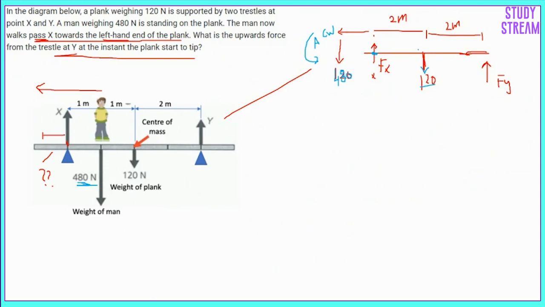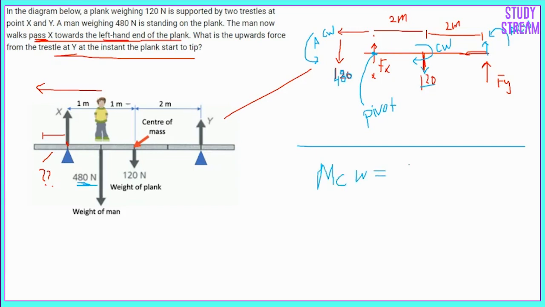The 120 will still cause a moment, and we can say it's clockwise because this is still our pivot here. Okay, and now the last force, we said it's an upward force, Y, and it will cause anti-clockwise moment around our pivot. Now we need to simplify everything and say that clockwise and anti-clockwise will be equal, like we said before. So the moment clockwise will be equal to the moment anti-clockwise.